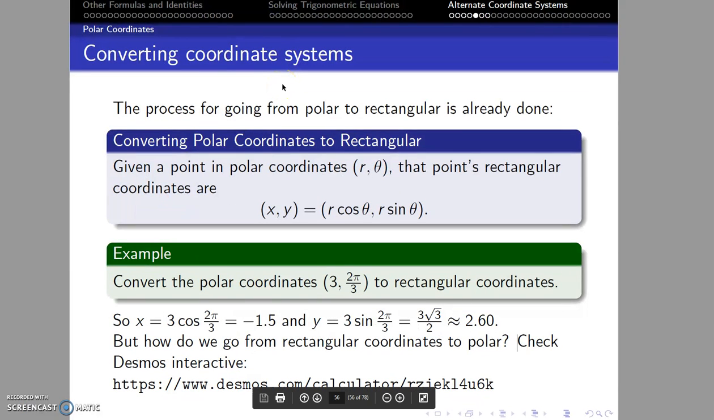Alright, welcome back once again. And the time has come for us to move back and forth from the polar coordinates that we can now plot to the rectangular coordinates that we can also, hopefully from a long time ago, be able to plot. And now we can go from one to the other.